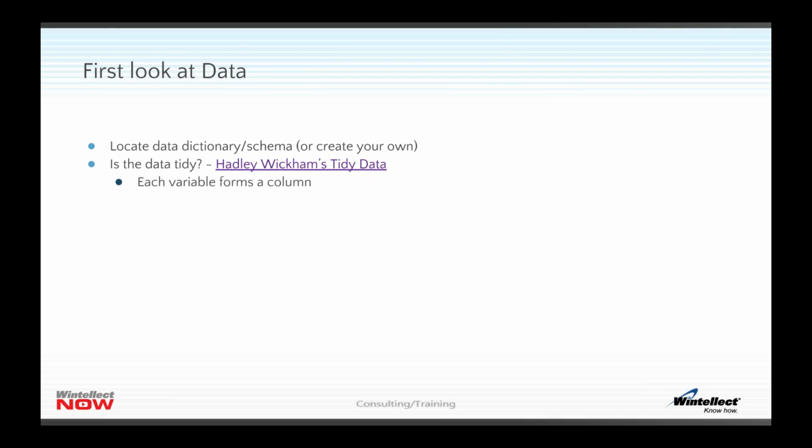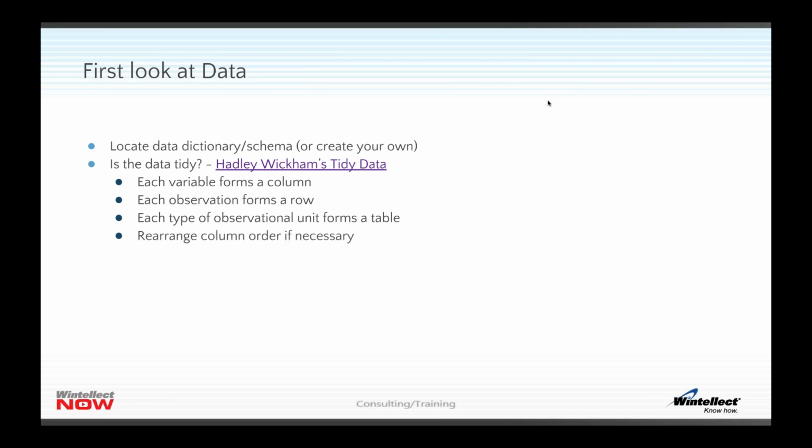And a quick summary of tidy data. So these are the tidy data principles. Each variable forms a column. Each observation forms a row. Each type of observational unit forms a table. And lastly, you can also feel free to rearrange the column order. That's actually very important.